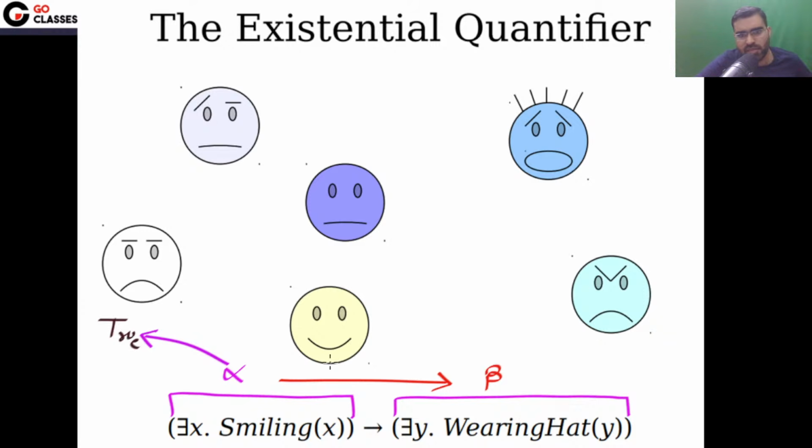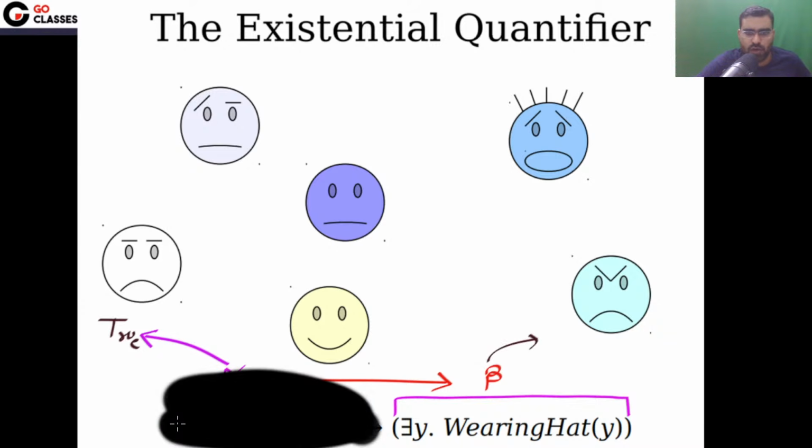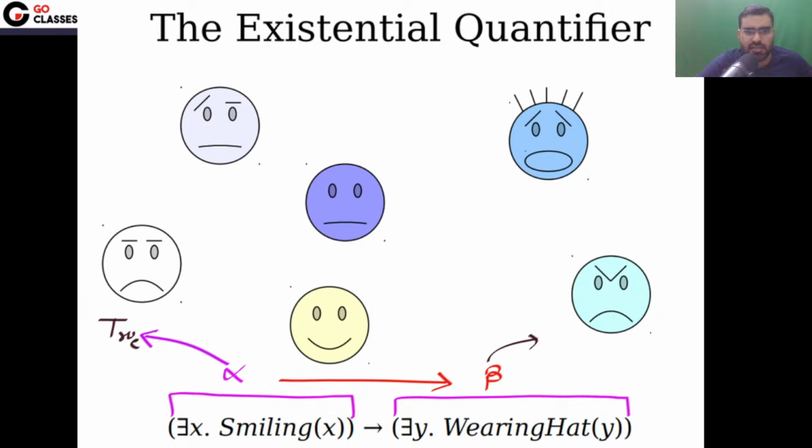What about this beta? Now forget about this alpha. Beta says someone is wearing a hat. There is at least one person who is wearing a hat. No one is wearing a hat, right? There is no one who is wearing a hat. So this is definitely false. What is true implies false? True implies false. That is false. Correct? So ultimately I can say this statement is false. I hope this is clear to everyone.